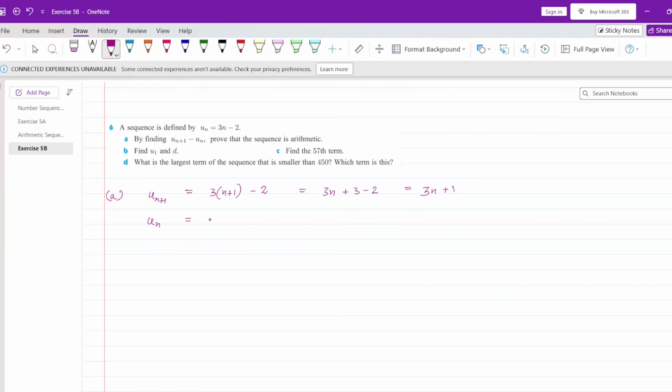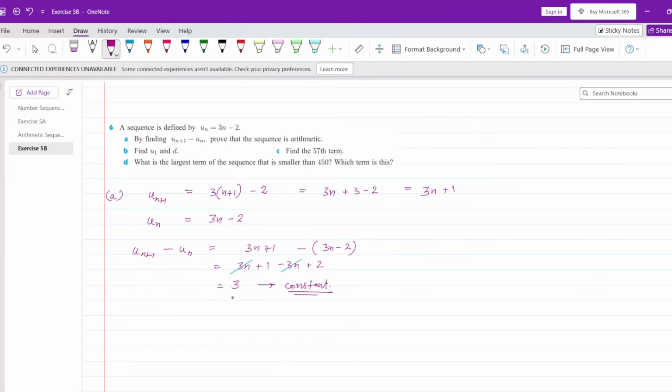And un is 3n minus 2. If we take the difference, un plus 1 minus un, we get 3n plus 1 minus 3n minus 2. Now solving it, we get 3n plus 1 minus 3n plus 2. From here we can see that this 3n will cancel this negative 3n, and we are left with 3 only.